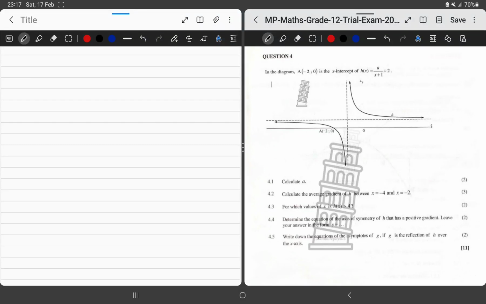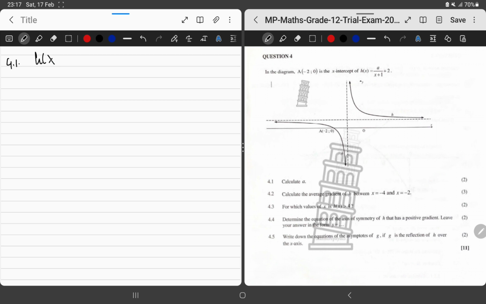Looking at the Mpumalanga trial from 2023. In the diagram, (-2; 0) is the x-intercept of h(x). 4.1. Calculate the value of a.